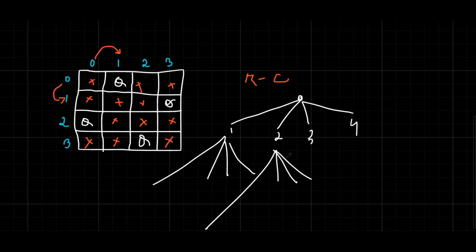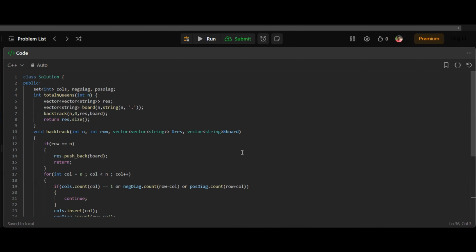I hope you understood the working procedure of the decision tree and also the mechanism of placement of the queen into the chessboard and the mechanism in which we are checking four conditions before placing a queen. I hope you understood the algorithm. Now let's move on to the code.